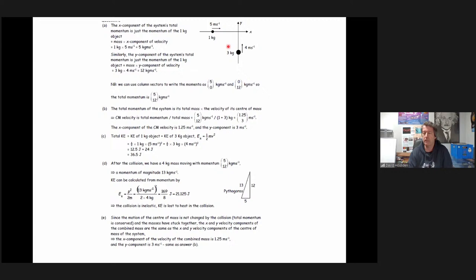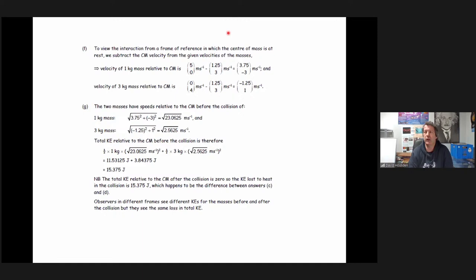The 1 kilogram one, which is the one that's moving just to the right, is moving at 3.75 to the right, as far as you're concerned. And it's moving downwards. That's why the minus sign is there, relative to the center of mass, because it looks like it's coming towards you. You are stationary as far as you're concerned, and this thing appears to be getting closer and closer to you, so it must be coming towards you. That's what the minus sign is.